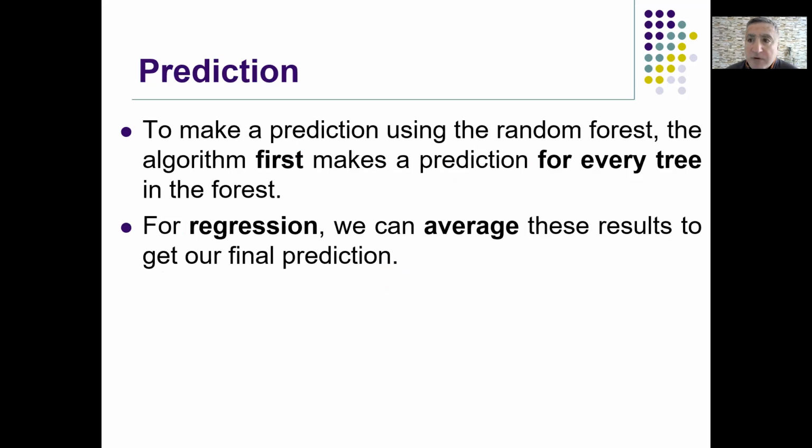Okay. How do we do the prediction in that ensemble model, the random forest? To make a prediction using the random forest, the algorithm first makes a prediction for every tree in the forest. So you provide the test point to each decision tree. They will take decisions and return the decisions to you. For regression, we get the answers from these decisions and take the average of the numbers, because it's a regression problem. Then this average is your regression result.